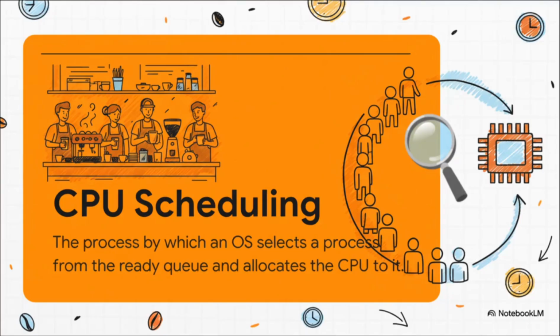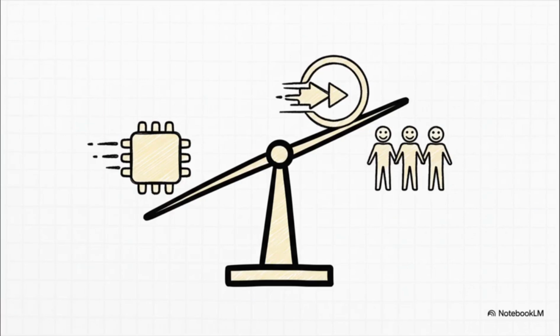And this whole process, this decision-making, it has an official name, CPU scheduling. It's literally how the operating system looks at that line of waiting programs, the ready queue, and picks one to give some time to the CPU. This is the magic that makes multitasking even possible. Now, what's the point of all this? Well, the goal is really a three-way balancing act. You want to keep the CPU as busy as possible, you want to make sure programs aren't waiting around forever, and you have to be fair to everybody. The tricky part is, trying to do one of these things often makes the others harder.